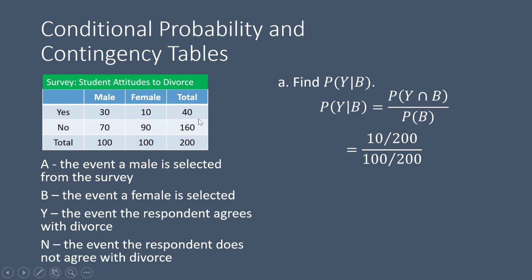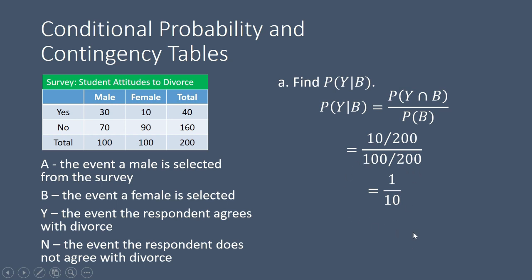This one would be the event when the respondent agrees with divorce, and actually this column is the event when the respondent is a female. So their intersection, Y intersection B, is this. How many of them are there? It's 10. So 10 divided by the size of the sample space, which is 200, all over P of B, the probability the respondent is a female. We have 100 females, so P of B is 100 divided by 200. And this is equal to 1 over 10.